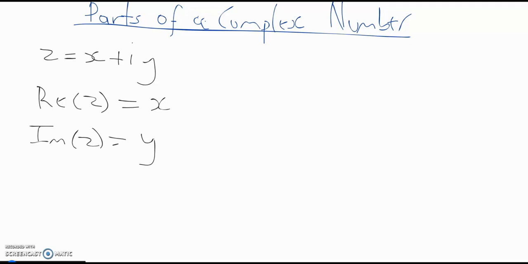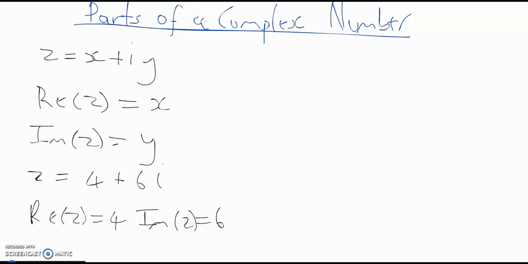Now let us look at several examples. What if we have z equals 4 plus 6i? The real part of z would be equal to 4, but the imaginary part of z would be equal to 6.